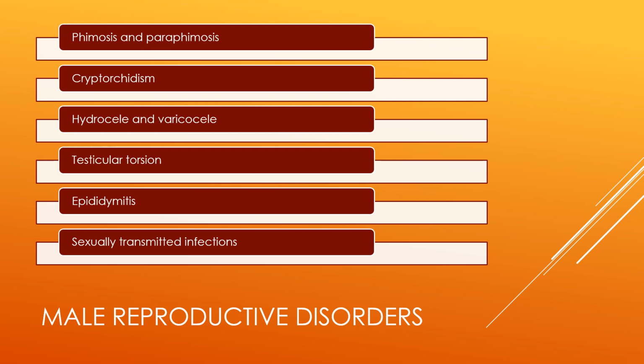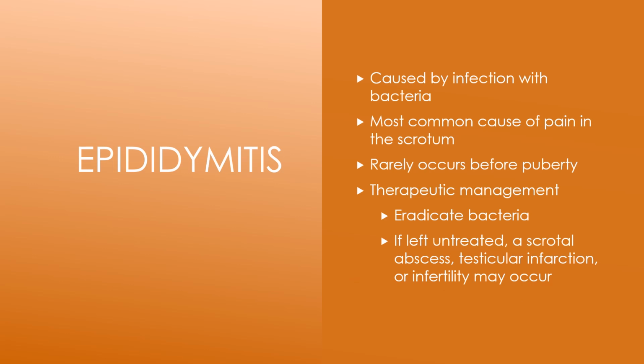Epididymitis, that is an inflammation of the epididymis caused by an infection with bacteria, most common cause of pain in the scrotum. It rarely occurs before puberty. If it does, it may occur as a result of a urethral or bladder infection related to some type of urogenital anomaly. So therapeutic management is going to be directed towards eradicating that bacteria. If that's left untreated, scrotal abscess, testicular infarction, or infertility could occur.